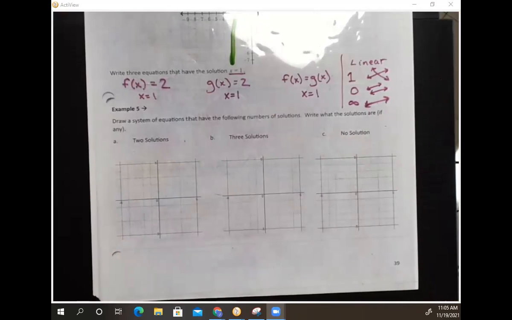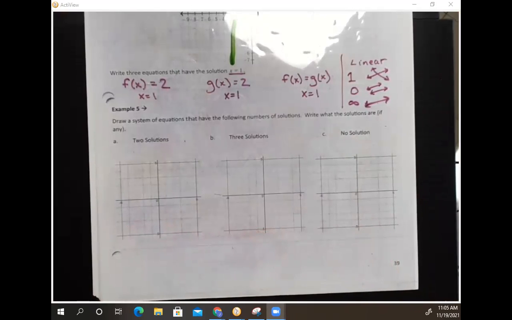For nonlinear systems, I have a ton of different options. We've already seen some examples with 2 solutions. I would like you please to take the next couple of minutes and give me a sketch of something that would have 2 solutions. Give me a sketch of something that would have 3 solutions, and give me a sketch of something that would have no solutions, okay?